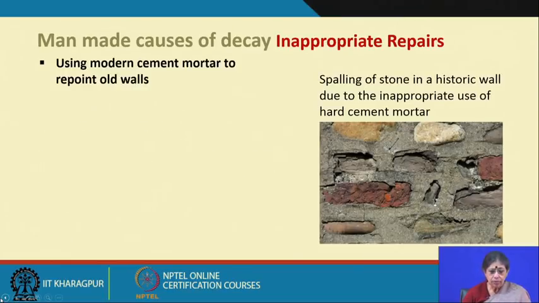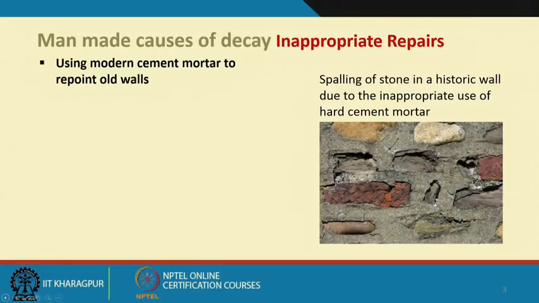One very prevalent cause of damage to historic structures is the use of the wrong mortar. In most of the earlier structures, lime mortar has been used, and when cement mortar is applied in such cases, what happens is that cement is much stronger. This causes spalling of the stone in a historic wall. The mortar has remained safe, but it has really caused the problem.